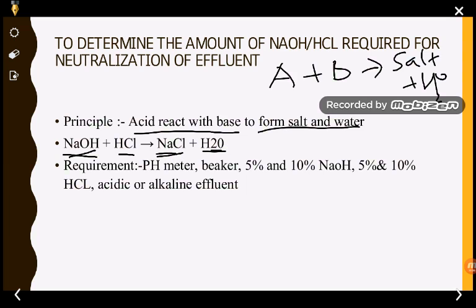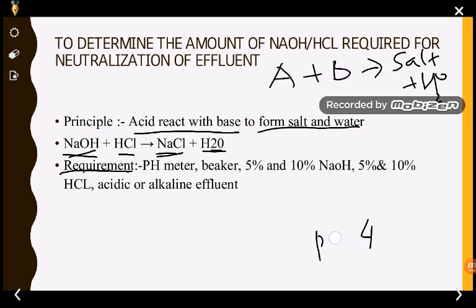And here what is the requirement for this experiment? What we are doing is just neutralizing the given wastewater. So first we have to check the pH of the wastewater. Consider a particular wastewater sample is given to you and its pH is 4.